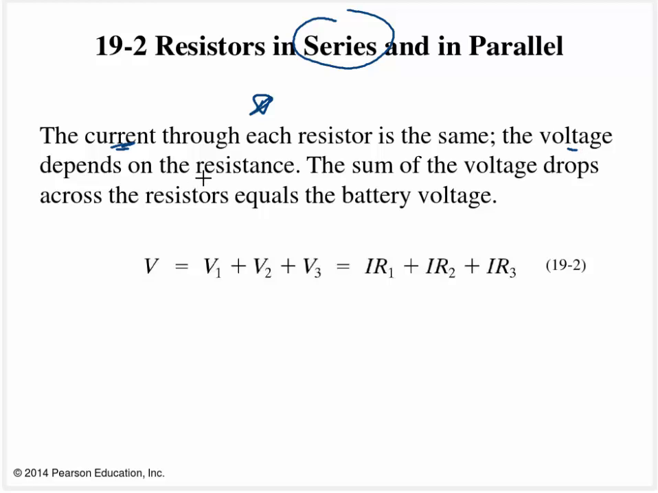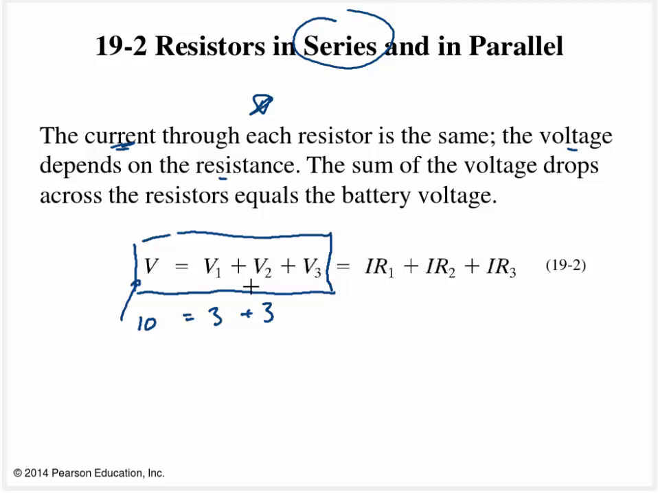The voltage drop is going to depend on the resistance, and actually it turns out that if we were to add all these voltage drops up, V1, V2, and V3, they should equal the voltage of the battery. So if the voltage of the battery was equal to 10 volts, and the voltage drop 1 was equal to 3, the voltage drop 2 was also equal to 3, so it must have had the same resistance, then this voltage drop must be equal to 4.